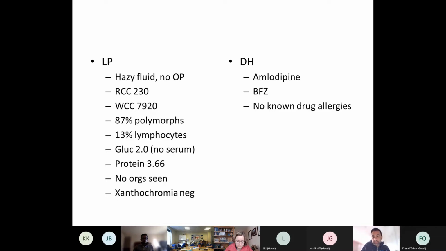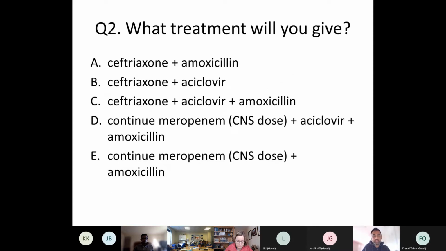She's on amlodipine and bendroflumethiazide normally, no known drug allergies. So my next couple of questions are, what treatment would you give at this point? Out of those, what are we going to do next? Change to ceftriaxone and amoxicillin, or ceftriaxone and acyclovir, or all three with amoxicillin, or continue the meropenem but think about changing to the CNS dose of 2 grams TDS, plus acyclovir plus amoxicillin, or just continue meropenem with amoxicillin.